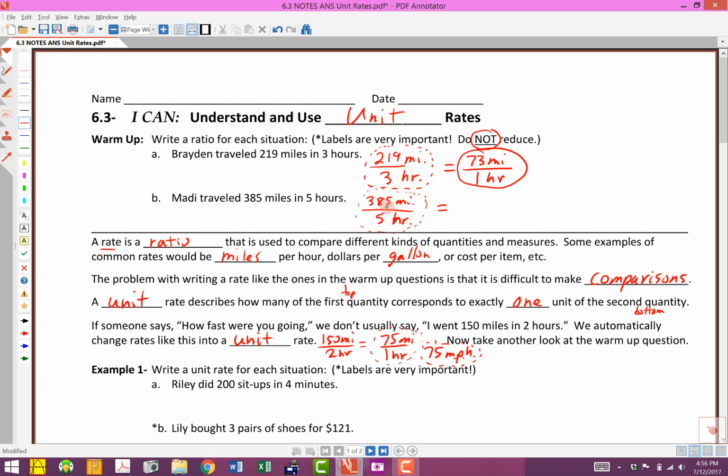And this one right here, if we do 385 divided by 5, you're going to end up with 77 miles on the top and 1 hour on the bottom.